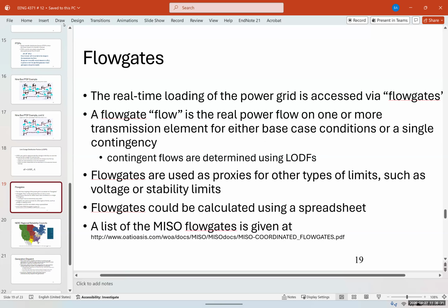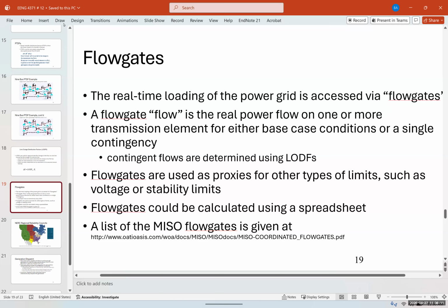Now, flow gates. What are flow gates? Flow gates are how grid operators actually monitor the system in real time. A flow gate combines a monitored transmission element with a specific contingency. The contingent flow on a flow gate equals the base flow plus the LODF times the contingency flow. If a flow gate exceeds its limits, the operator must redispatch or curtail transactions.